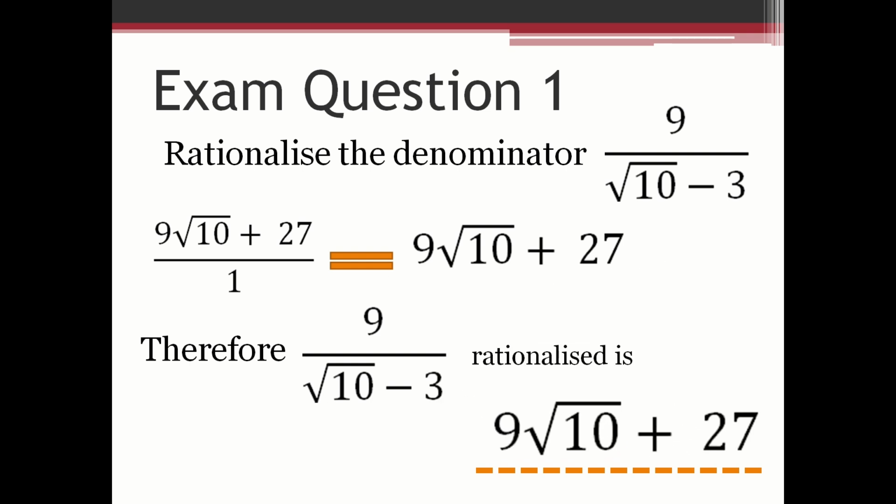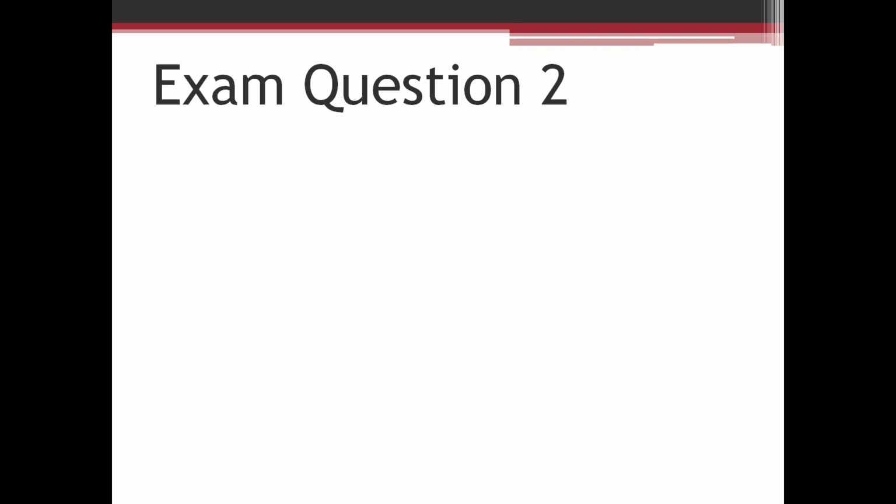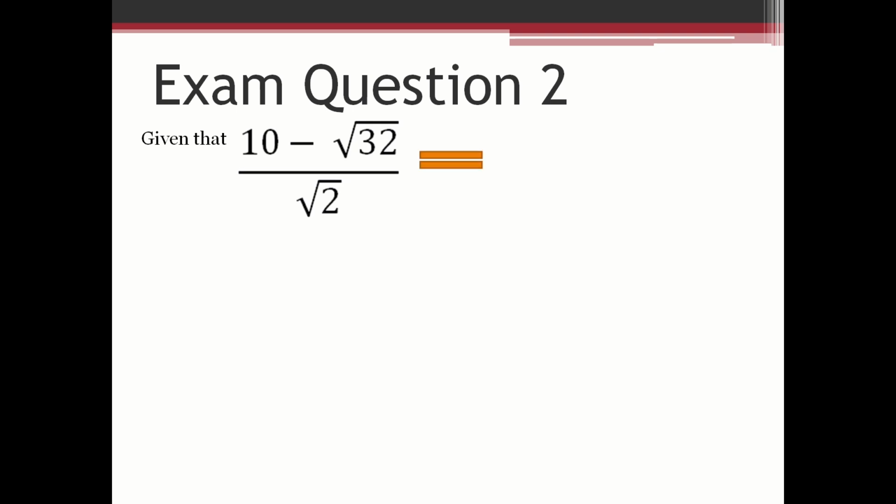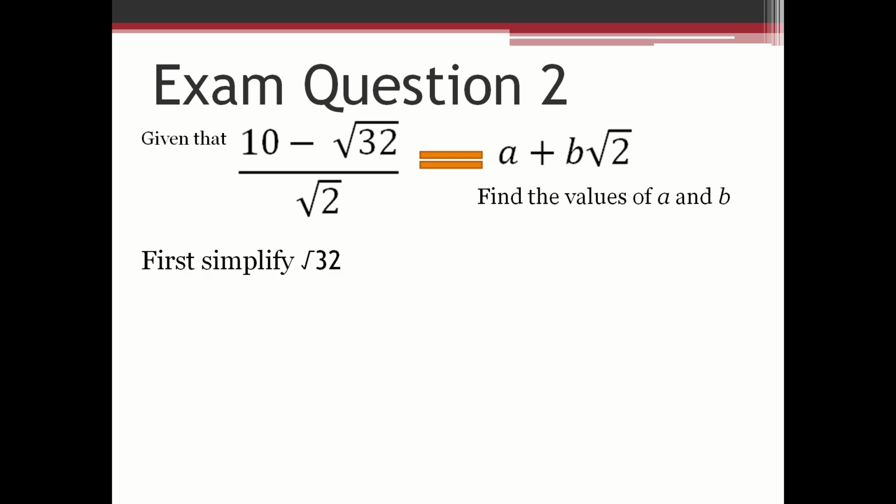Now we are going to look at the second exam question. Given that 10 minus square root 32 over square root 2 is equal to a plus b square root 2, find the values of a and b. First, you simplify square root 32. How you can simplify a square root is if you know the number within the square root is divisible by a square number. In this case, 32 is divisible by 16.